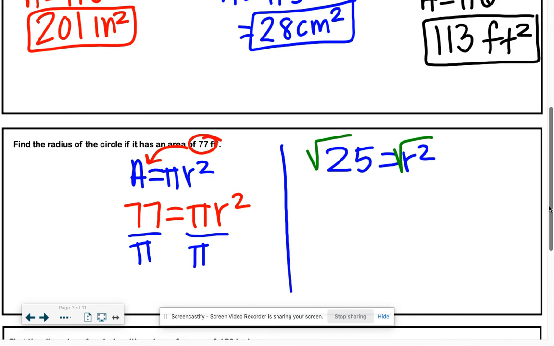What's 77 divided by pi? That should be 25. What'd you do here? 5? Can you take the square root? Are you okay with 5? Oh no, this is like the final answer. Are we all right with 5? Yes. All right, let's do another weird one.